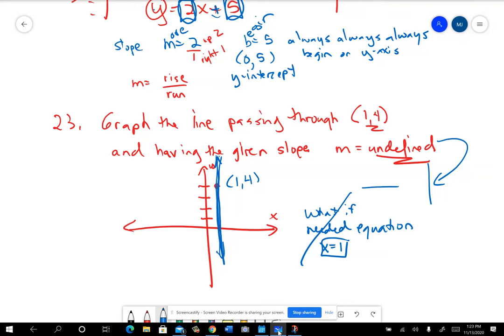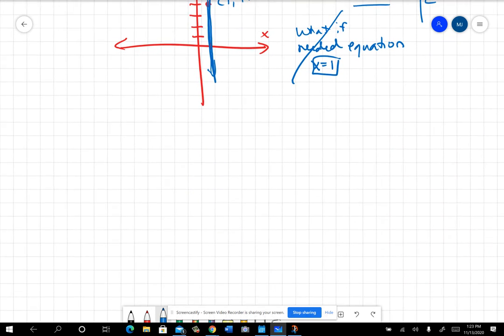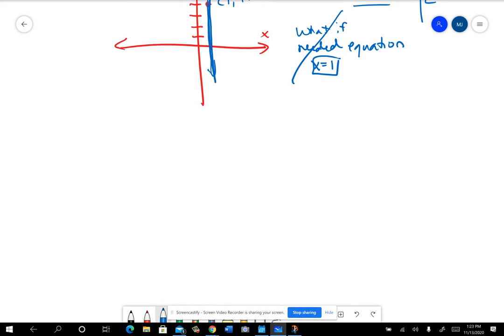All right, so we've looked at graphing lines and we've looked at just getting slope. Now we kind of do the reverse. Now we're looking at writing equations of lines. Okay, and so I want to do several of these.